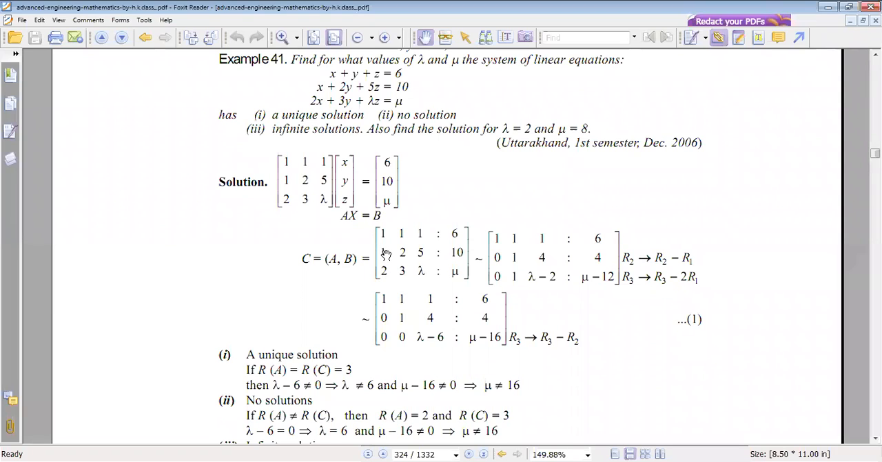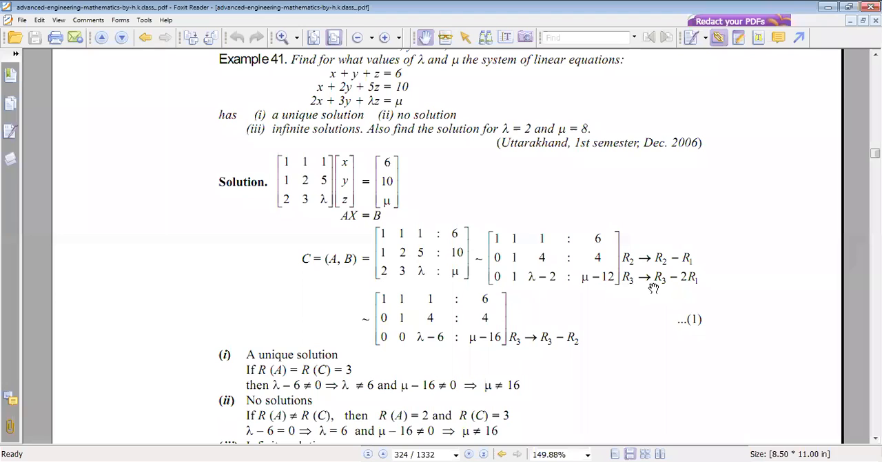So how? See here, row 2 tends to row 2 minus row 1. So 1 minus 1 is equal to 0. Now 2 minus 1 is equal to 1. Again 5 minus 1 is equal to 4. Again 10 minus 6 is also equal to 4.